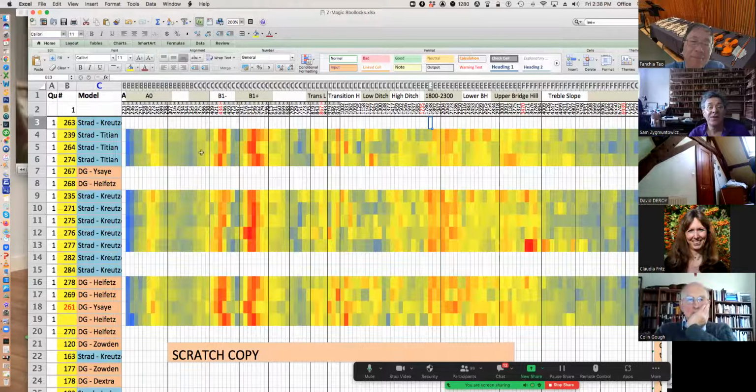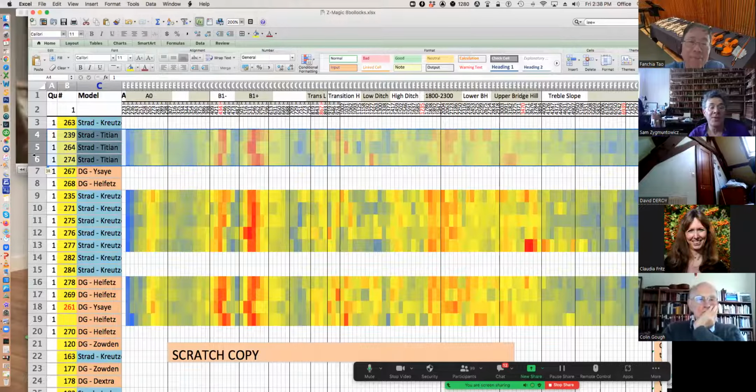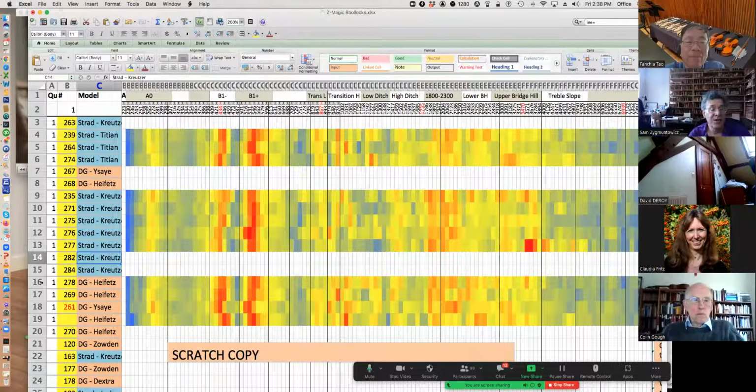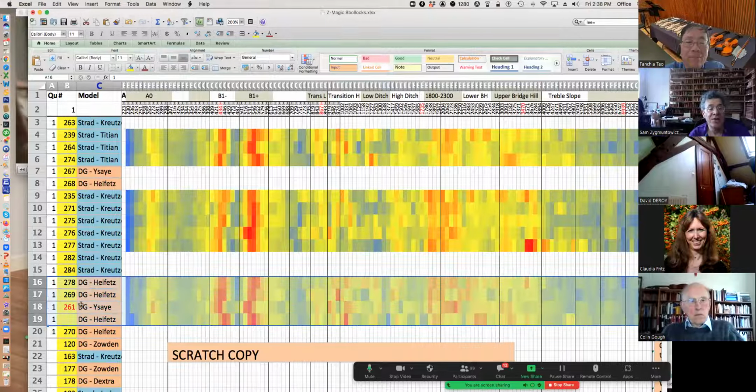And these are all different fiddles. Interestingly, we were talking about Titians versus Kreutzers. So these are all Titians up at the top. These are all Kreutzers. And these are all Del Jesus. Now it's just a few that we've managed to enter so far.